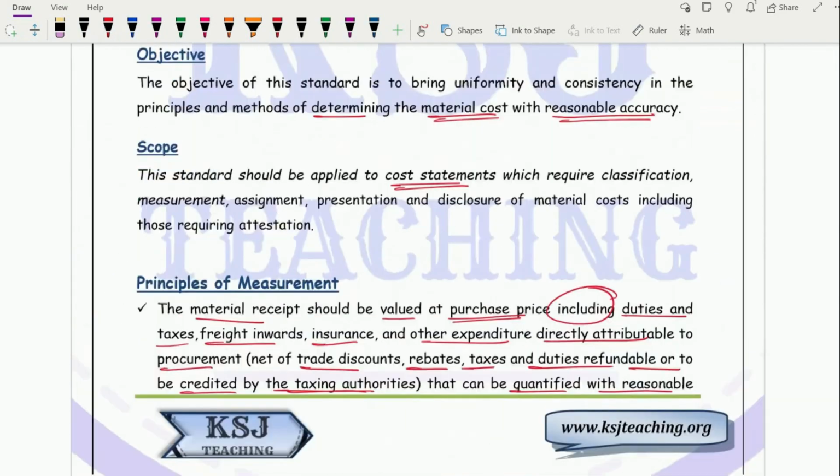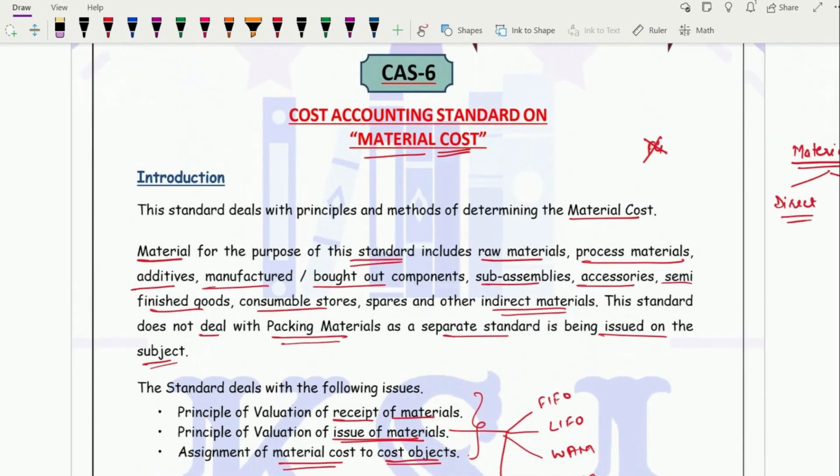Right, so this is all about Cost Accounting Standard 6, that is on material costing. Now in the next lecture, we'll continue with Cost Accounting Standard 7, that will be on employee cost, right? So see you guys in the next lecture.